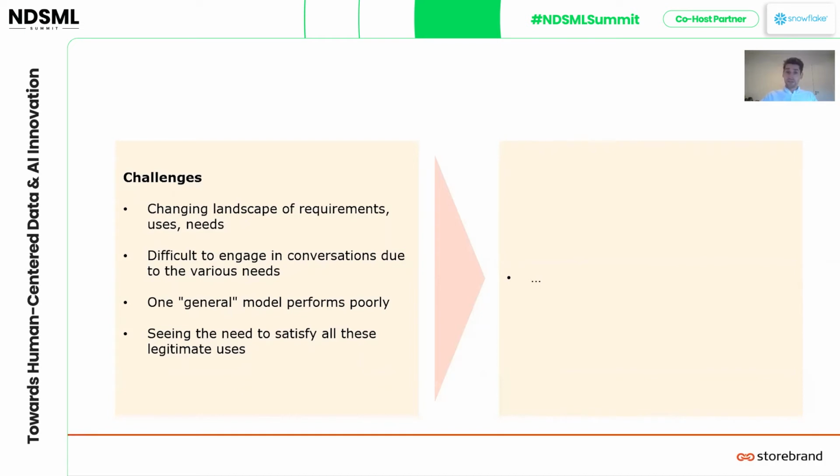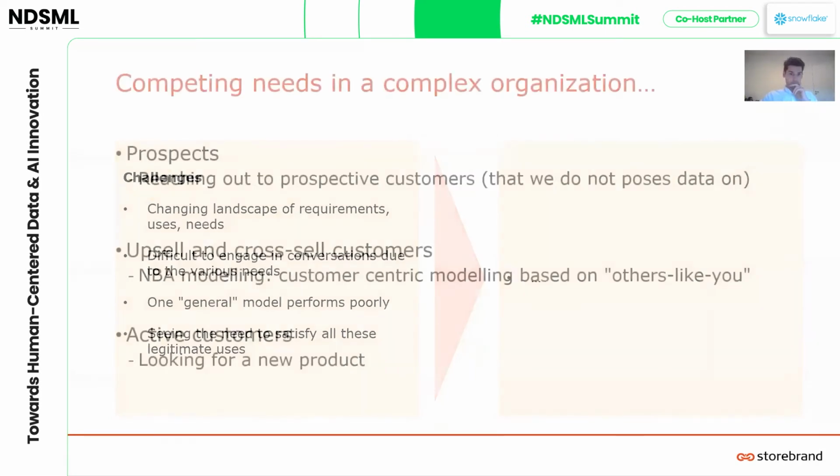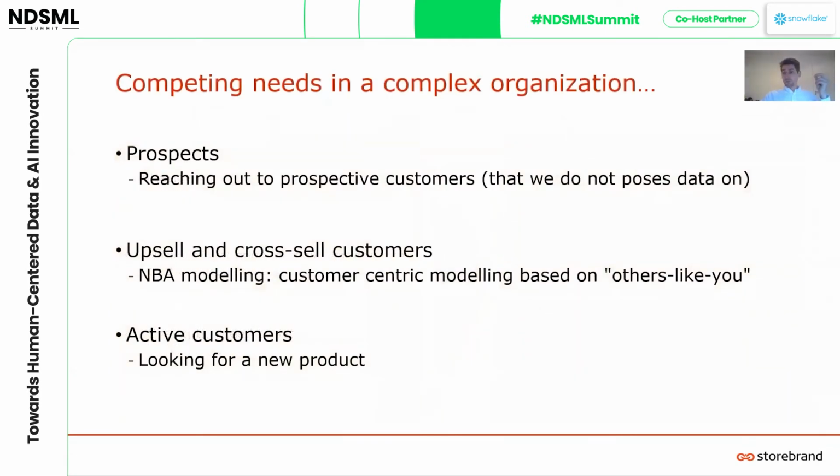And we found that this single model, this one sort of model methodology, performs rather poorly when you have to take into account all these different needs. But at the same time, we see that they're all very legitimate uses of our models. So what can we do? Where can we go from here? Well, we went back to sort of the roots of what we're trying to do.